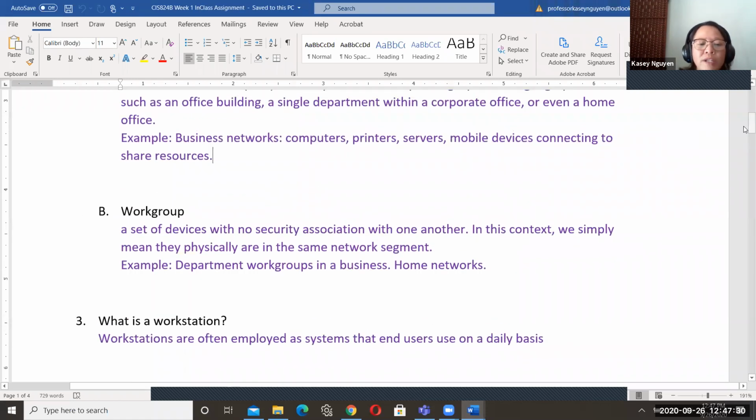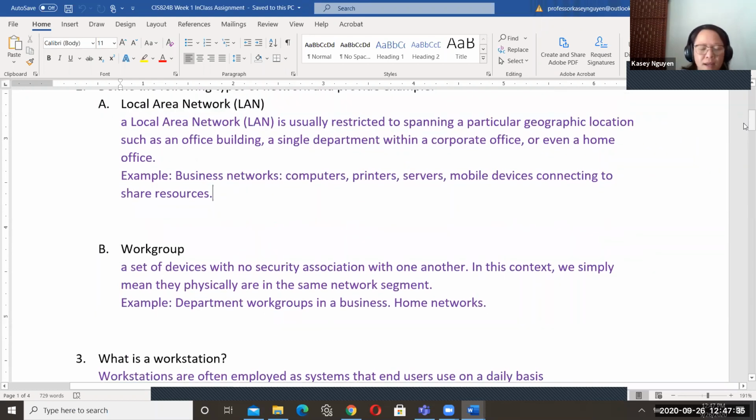So workgroup, we talk about workgroup as in there's no security association from one system to another. And when we say this, they could be physically on the same segment. So what do we mean by a segment? That section of the network, right?